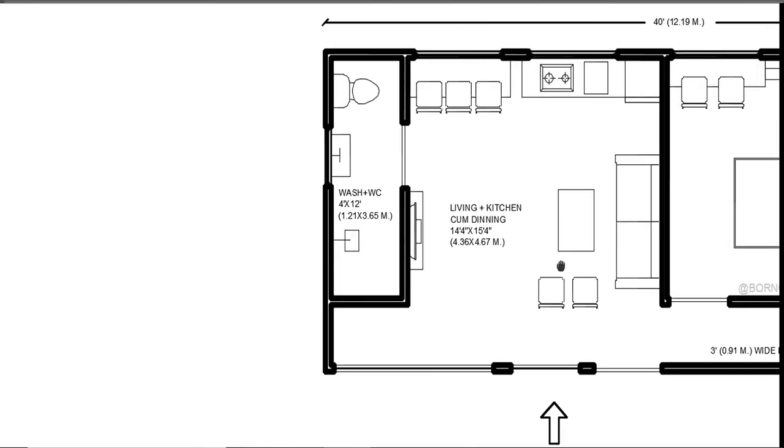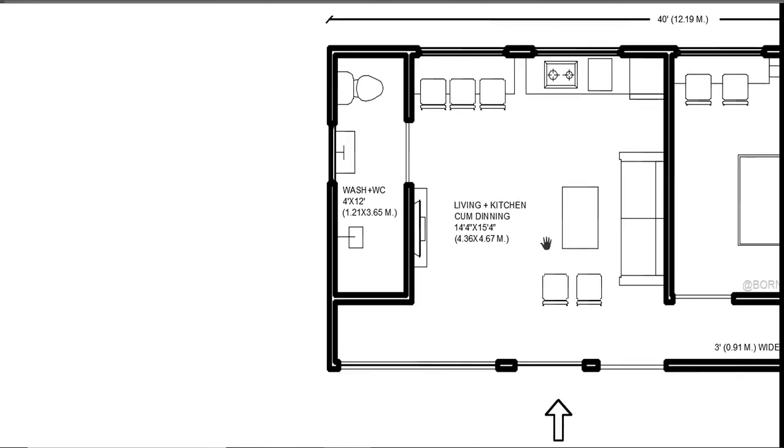So we have a living plus kitchen cum dining area here. The size of this area is 14 feet 4 inches into 15 feet 4 inches, in meters 4.36 into 4.67 meters. You can see here the sofa arrangement, chair arrangement, tea table arrangement, also a TV unit on the front wall, and we have a kitchen counter with burner, sink and refrigerator arrangement. Also we have a dining counter with 3 chairs and 2 large size windows for ventilation and light purpose.